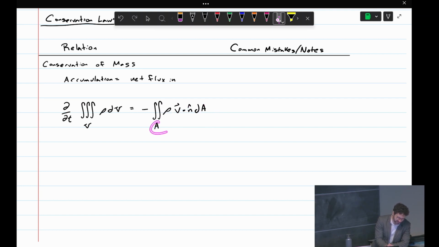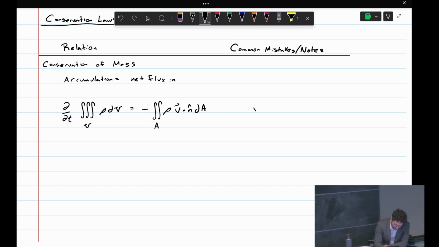So if you do that integration, sum that over all the dAs that are your control surface, you get the net flux. However, because of the definition of n hat, remember that n hat always points outward from the CV. This term alone actually gives you the net flux out. So if you put a negative there, you get the net flux in.